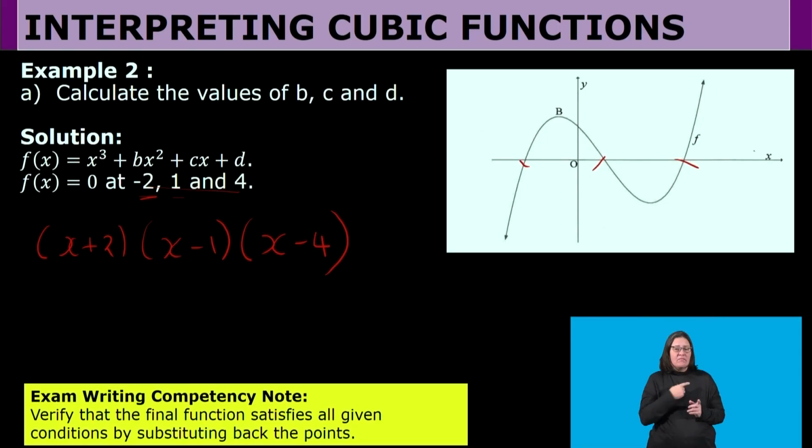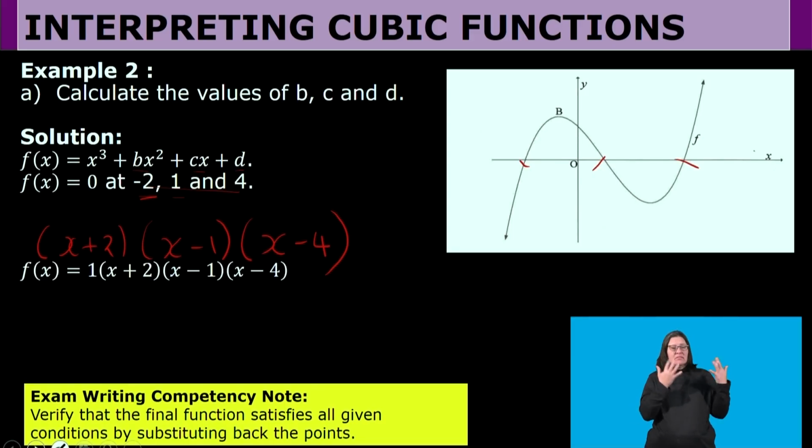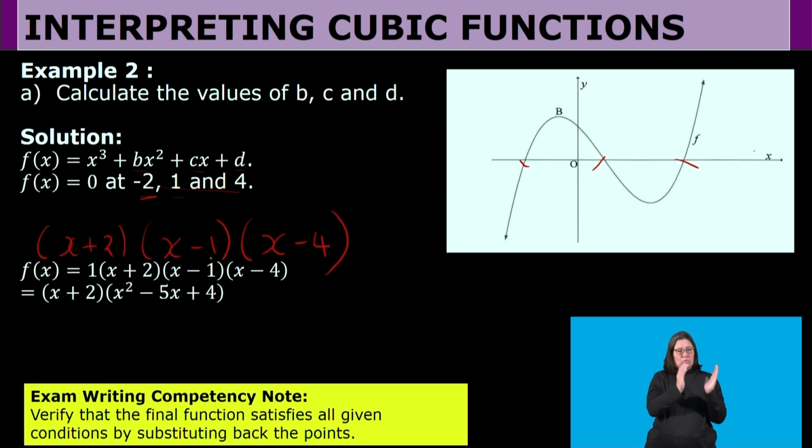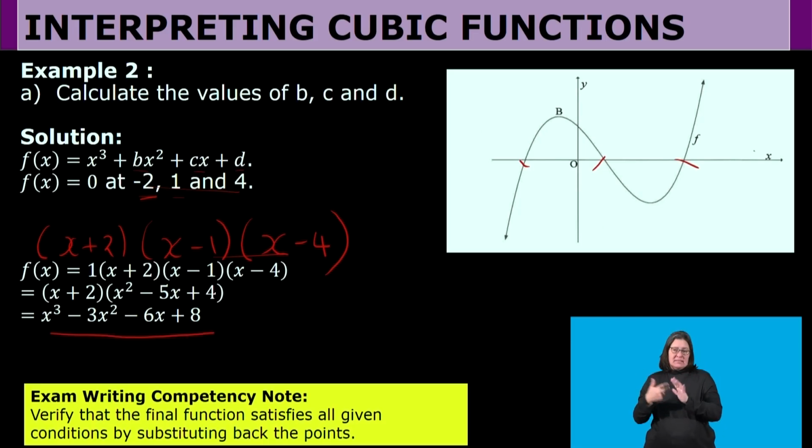So therefore, if I want to find the values of b, c, and d, it simply requires me to expand these brackets. When I expand these brackets, I'll be able to calculate the values of b, c, and d. So let's multiply them out and let's see what we get. We've got x plus 2 times, if you multiply the last 2 brackets together, we get x squared minus 5x plus 4. And then we multiply the x plus 2 through that and we end up with x cubed minus 3x squared minus 6x plus 8.